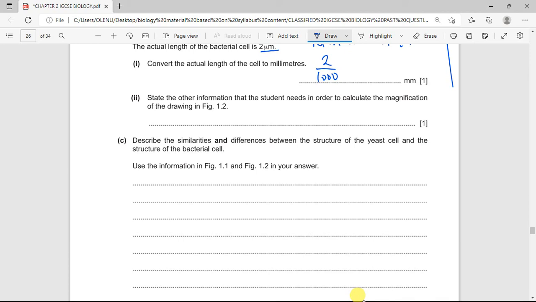State the other information that the student needs in order to complete the magnification of the drawing. Now you have actual size. Remember, magnification M is equal to image size over actual size. So he has actual size; what he needs now is the image size.